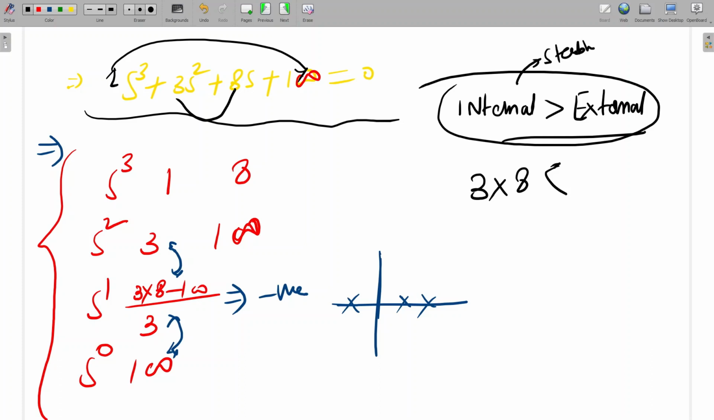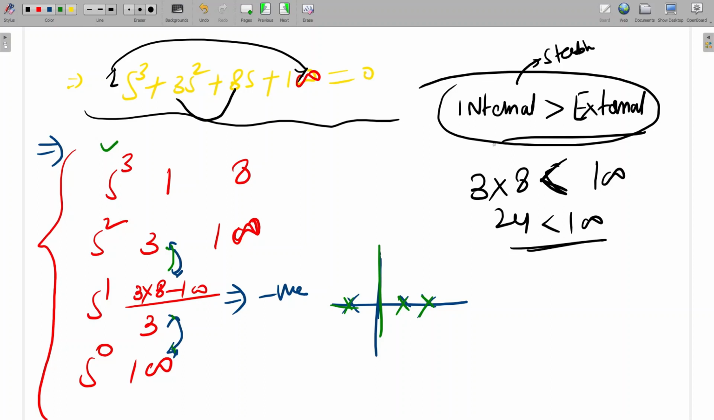But here the internal product is less than the external. What is external? 100. So 24 is less than 100. So our system will be unstable, and from the RH criteria we are seeing that two sign changes are there, from plus 3 to some minus value and again to plus 100. Two sign changes means two poles are in the right hand side, and in total there will be three poles, so one is in the left hand side. So this we have to remember.